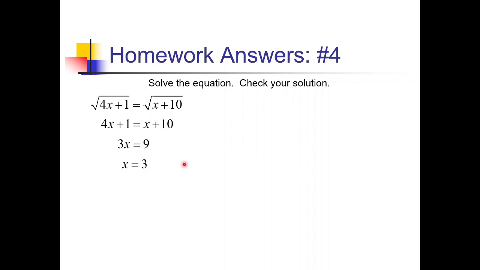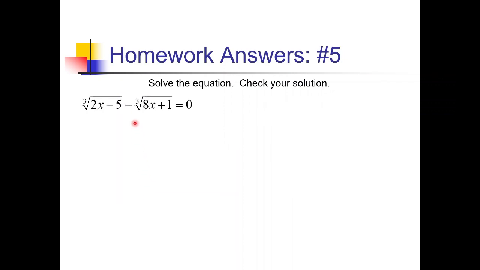But let's plug it in and make sure it actually works. So we have 4 times 3 plus 1, square root of that. And also 3 plus 10, square root of that. This is going to be the square root of 13 on the left and the square root of 13 on the right. Since those are the same thing, that means that 3 is our answer.